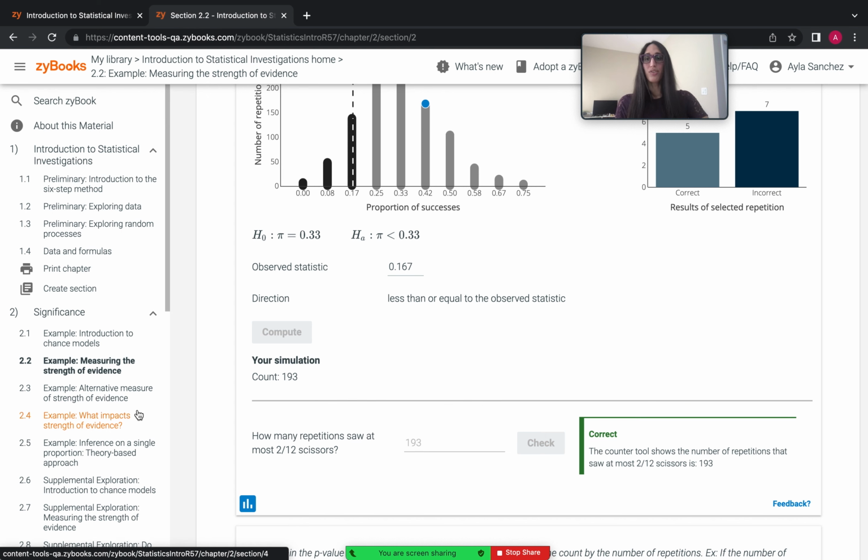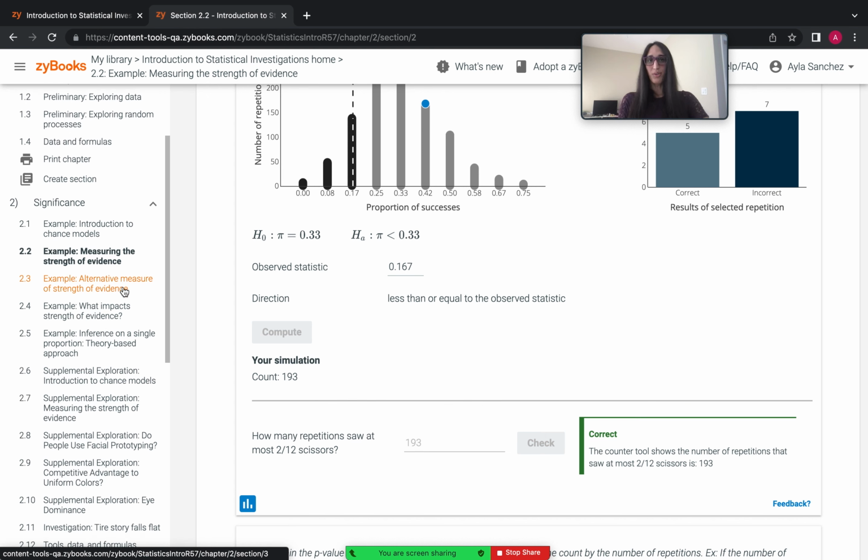And scaffolding continues throughout the section as more and more concepts are introduced and integrated into the simulation zy tools. Here they learn about the standardized statistic. In 2.4, they learn about directionality of the alternative hypothesis. And in 2.5, they learn about the theory-based approach and instead using a normal distribution instead of simulations.